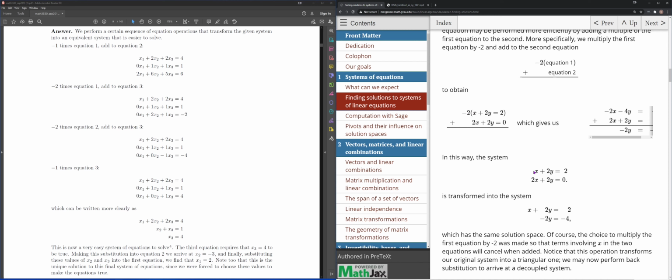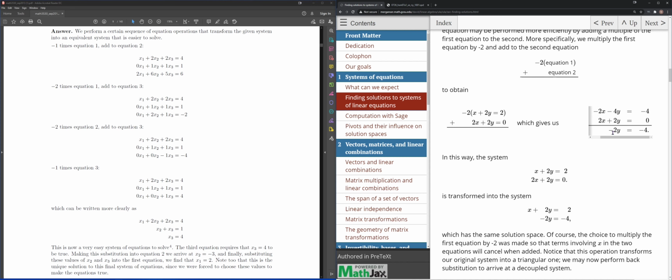When I multiply this top equation by minus 2, I get minus 2x minus 4y is equal to minus 4, right? And then you take this equation and add it to your second equation. When you add it, the minus 2x will cancel with the 2x, and minus 4y plus the 2y will give you minus 2y, equal to minus 4 and minus 4.